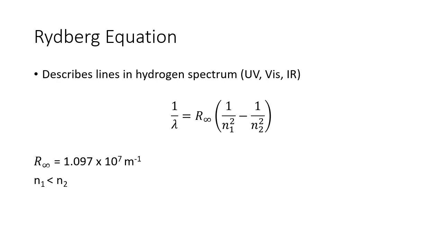So we have 1 over lambda, and lambda here is our wavelength, is equal to R infinity, which is the Rydberg constant, 1.097 times 10 to the 7th per meter, times 1 over n1 squared minus 1 over n2 squared, where n1 is less than n2. And that's important because if you do them in the wrong way, you end up with negative wavelength, which is not a thing. Definitely not a thing. We can't have negative length. All right. So this is a pretty easy concept. I mean, it's nice and simple, as most of these things tend to be.